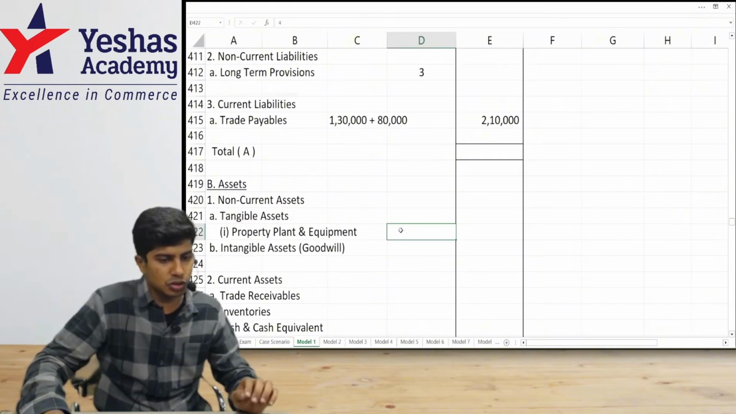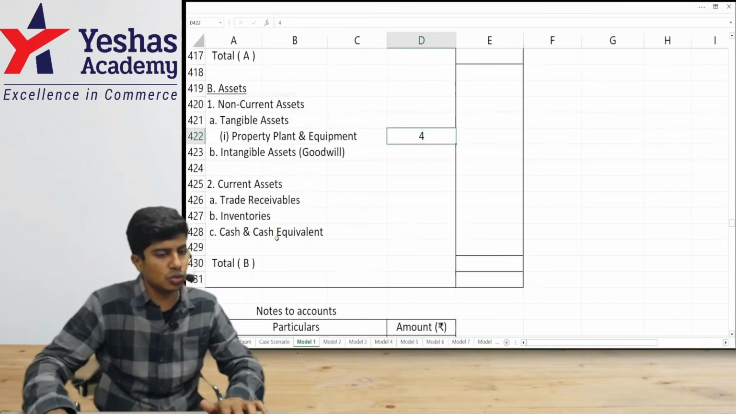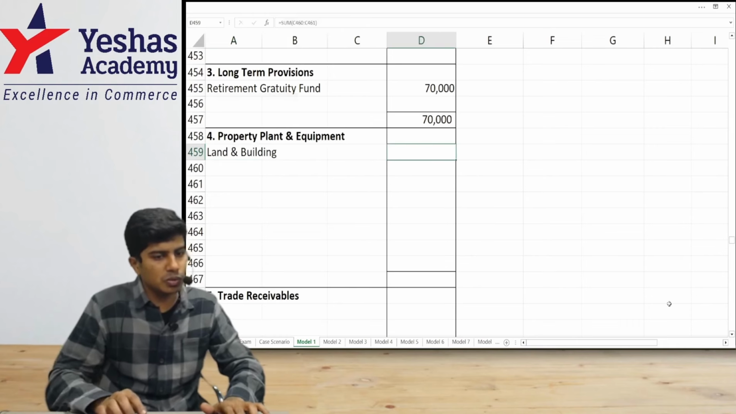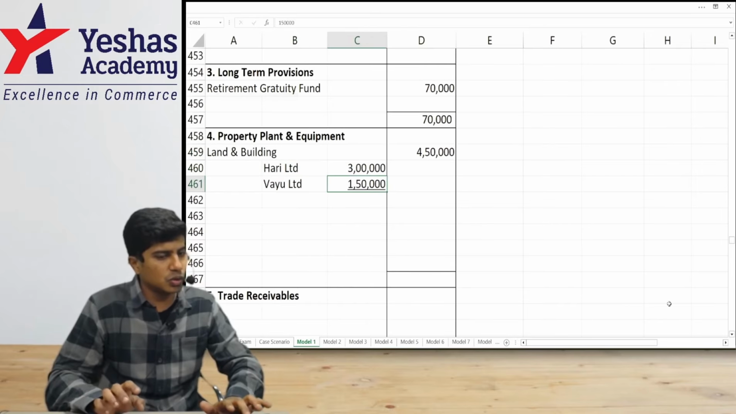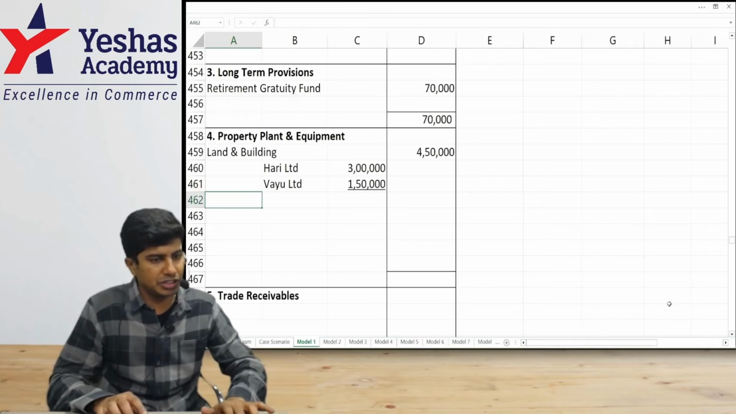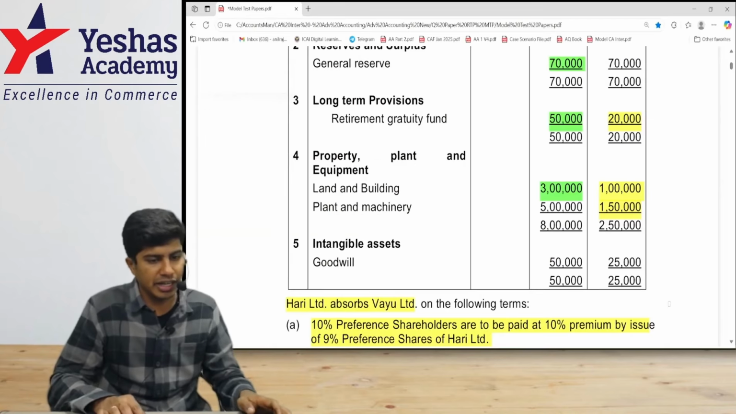I will open one notes to accounts for our PPE also. There I would write ours, 3 lakh, and theirs, 1 lakh 50,000, added together, 4,50,000. After land and building, plant and machinery. How much is our plant and machinery? Hurry.